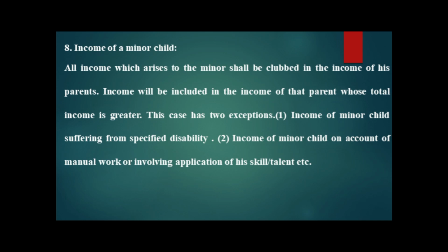If the income of the minor child is included in the income of his parent, there will be two conditions. That is, the parents' marriage will subsist. Subsist means the parents, husband and wife, are living together. In that case, the income of the minor child is included in the income of the parent whose income is greater. If the marriage of the parents does not subsist, meaning the mother and father are not living together, then in such cases the income of the minor child is included in the income of the parent who maintains such minor child. However, the parent whose income includes the minor child's income is entitled to an exemption up to rupees 1500 for the inclusion of the income of the minor child.